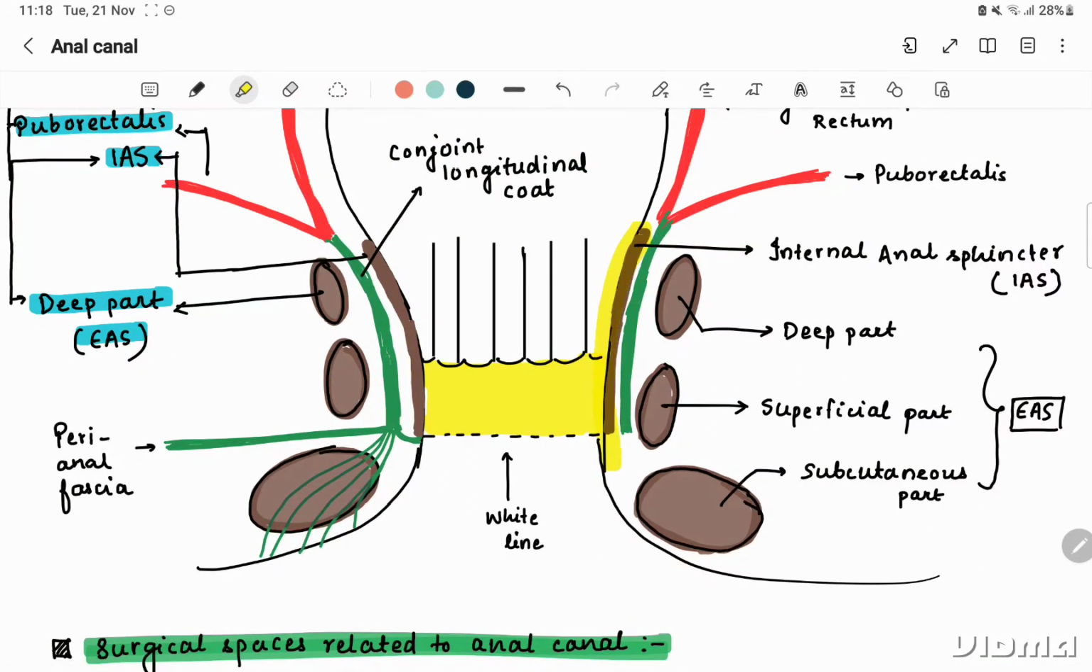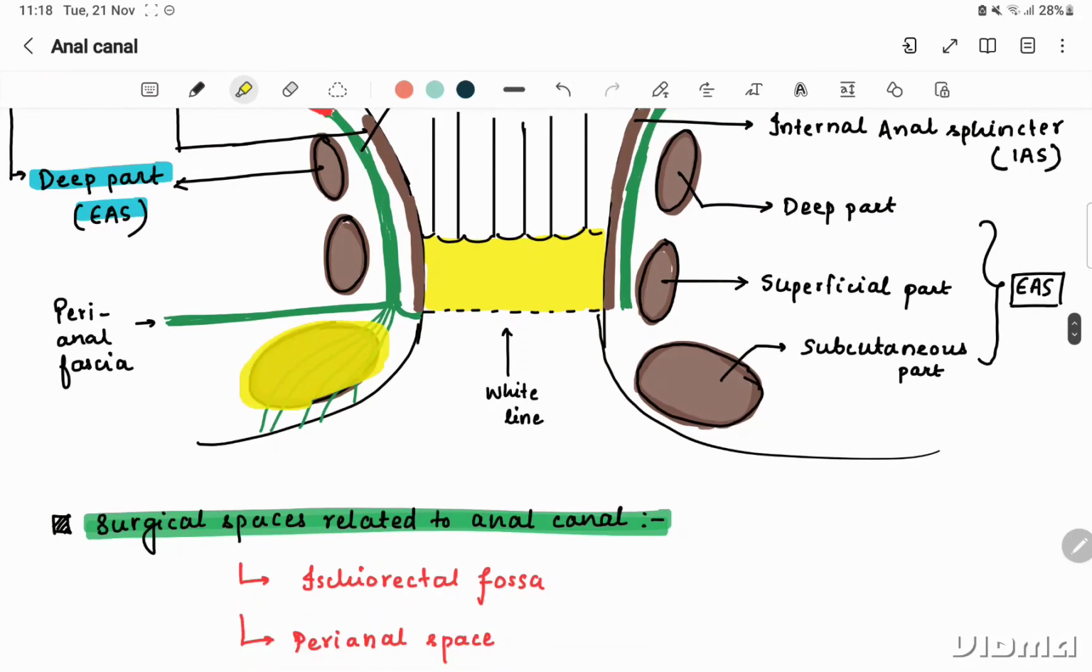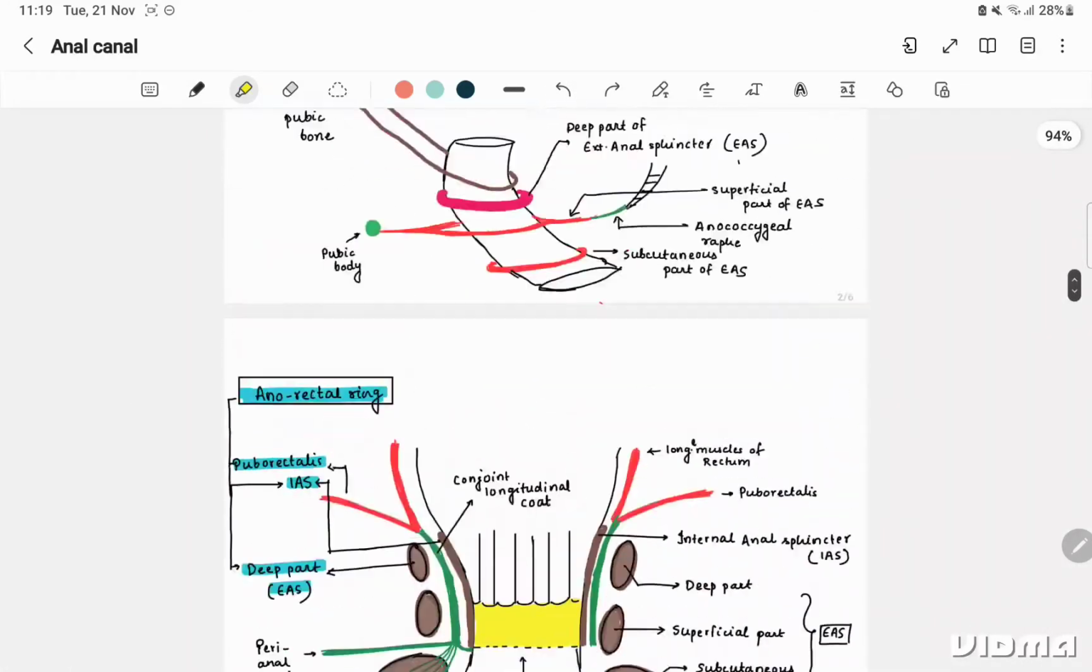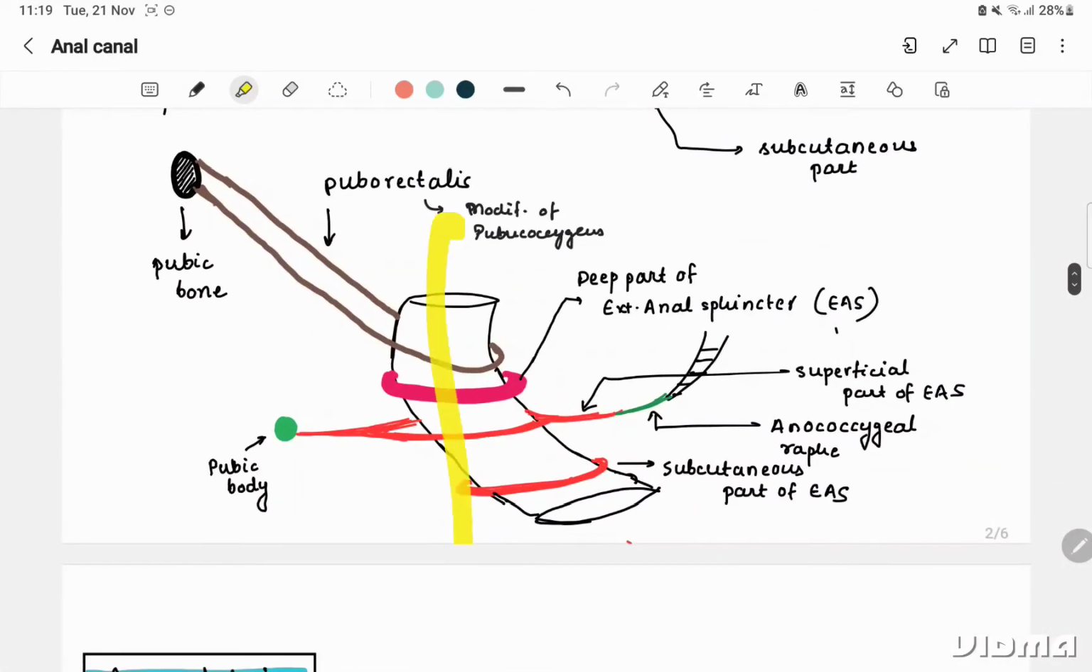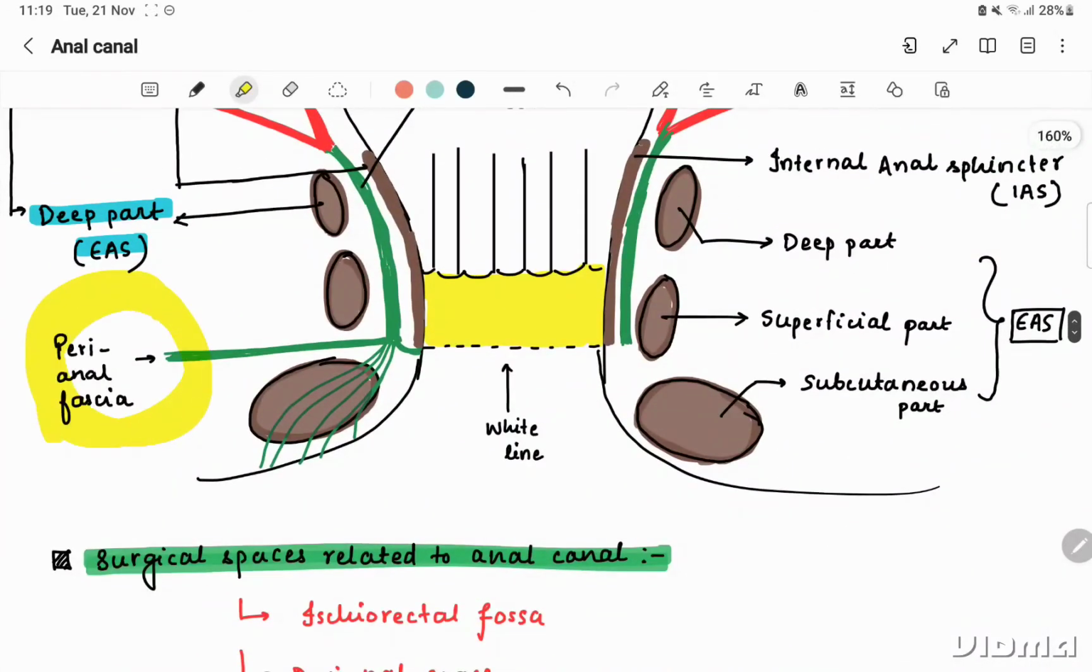And here in the lining we have our internal anal sphincter, IAS, which is like this part. And then we have the deep part of the external anal sphincter, the superficial part of the external anal sphincter, and the subcutaneous part. So it is just a transverse section. We discussed it like this here, and we are taking this transverse section at this level. And we have our perianal fascia also, just covering over the subcutaneous part.